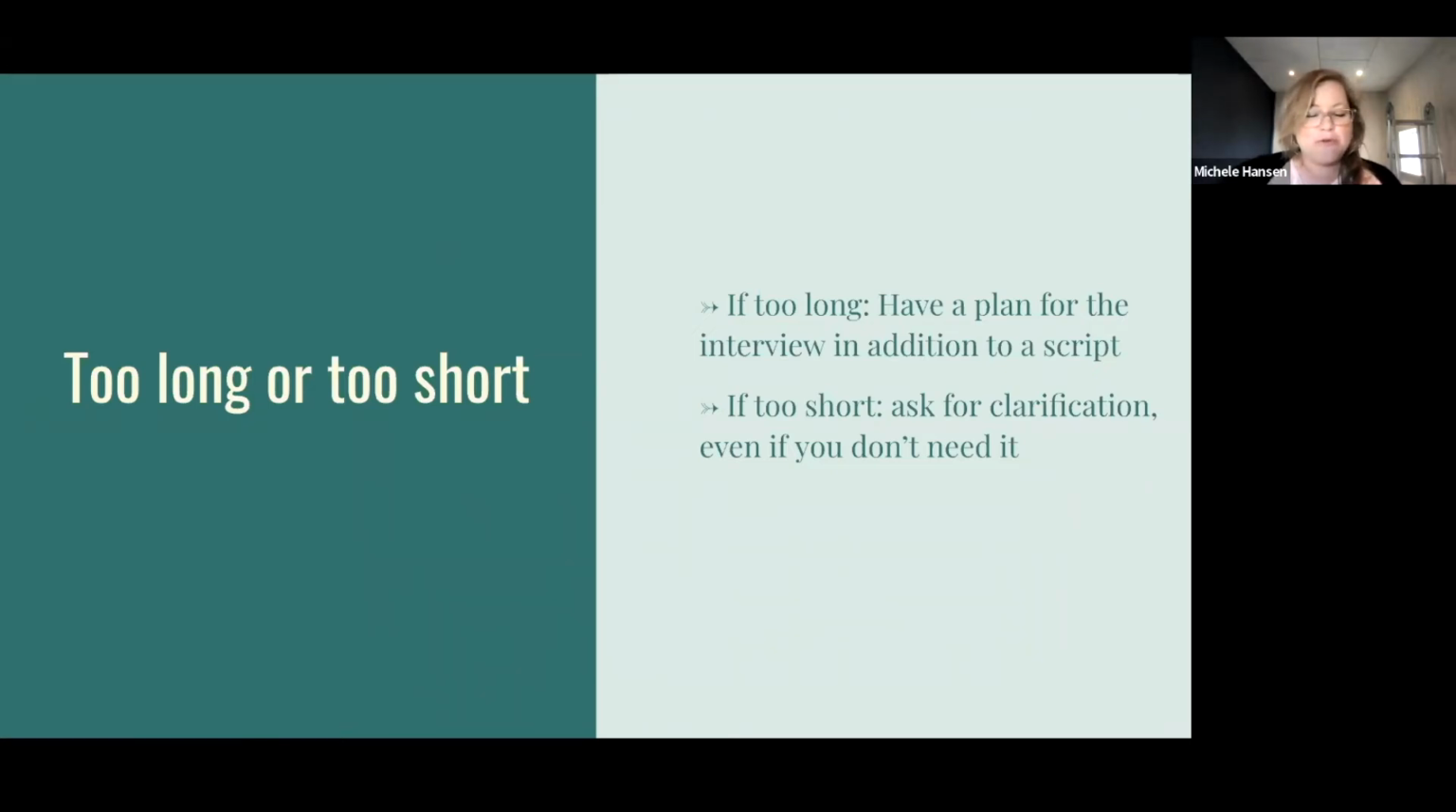And this is so helpful because we want to elevate them to the position of teacher, so that they will teach us everything about their experience of the problem. But maybe you have a problem where they're going too long. This is where I find it helpful to have a script and also a plan. And this plan just might be in your head, or maybe it's something you've jotted down on your script.